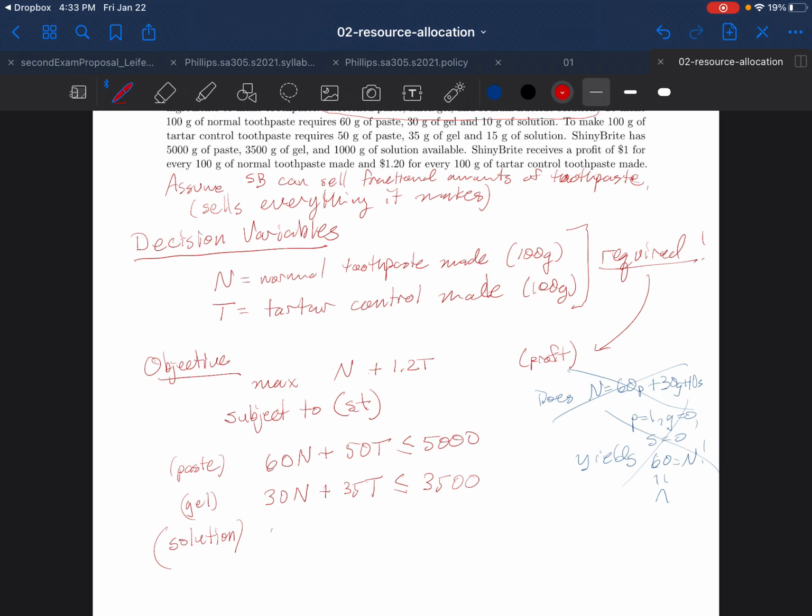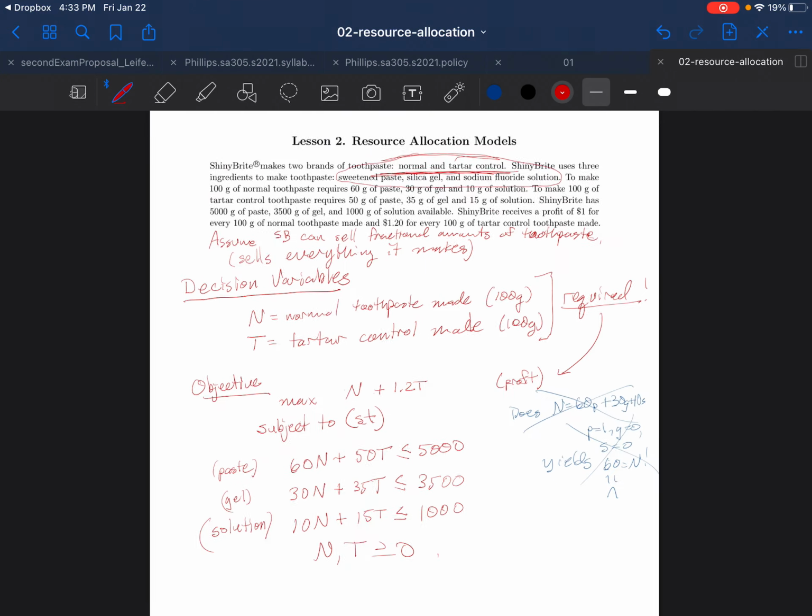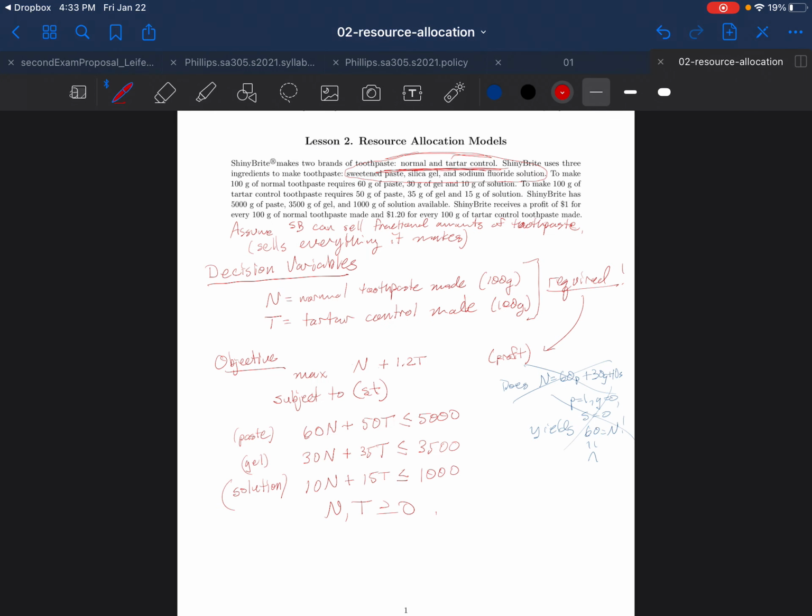For solution, we see that 10 grams for every 100 grams of normal, plus 15 grams for every 100 grams of tartar, and this is less than or equal to 1,000, okay? And then we have N and T are non-negative. And that's the first resource allocation model that we've called it that. It turns out, if you think about what Farmer Jones is, very similar model, right? In this case, our resources were flour and eggs, and our products were chocolate and vanilla cakes.